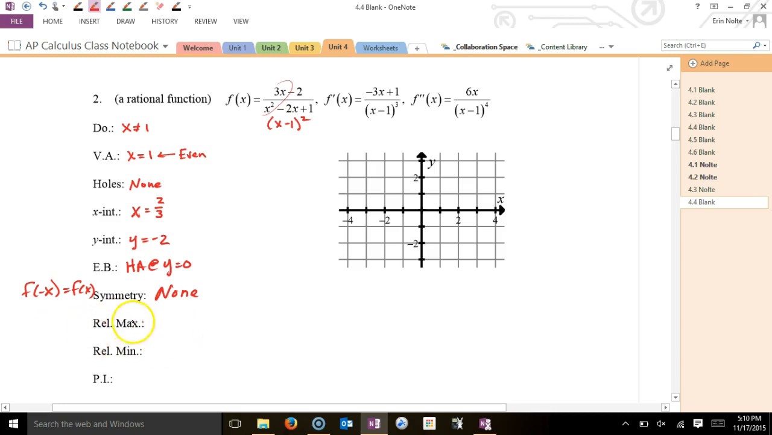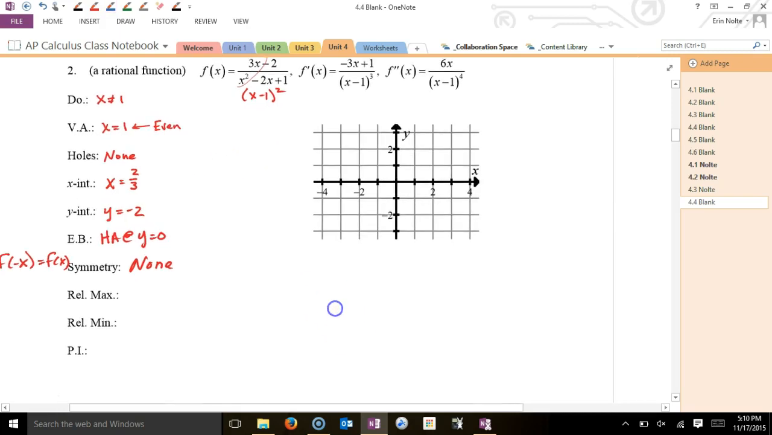Okay, so here we go with the relative max. That's where my first derivative piece is going to come into play. On my first derivative, I have, first of all, a value that makes my denominator 0, which is 1. If I set the numerator equal to 0, I'd subtract 1 and divide by negative 3, so negative 1 over negative 3 is a positive 1/3. So for my first derivative, I have two critical values: the smaller one is 1/3, the bigger one is 1.